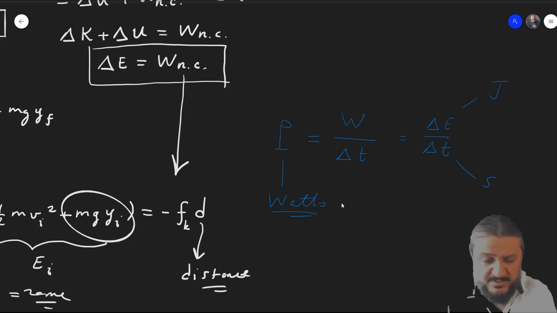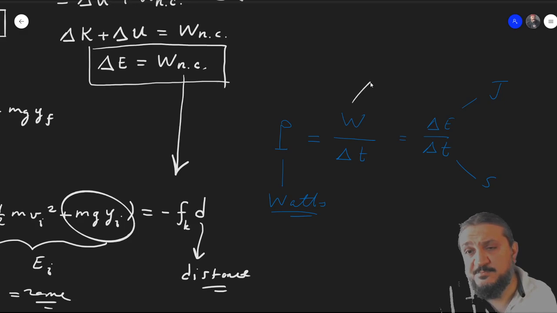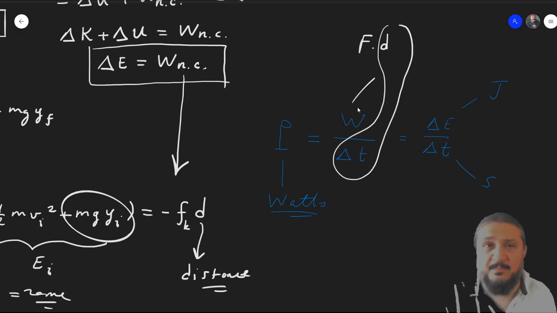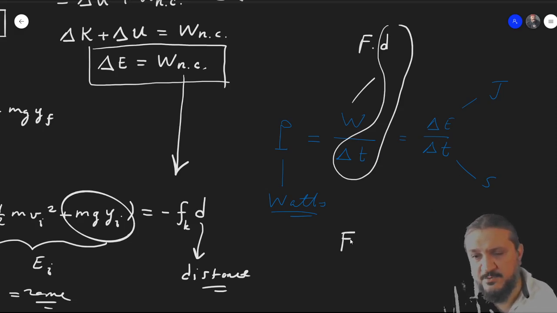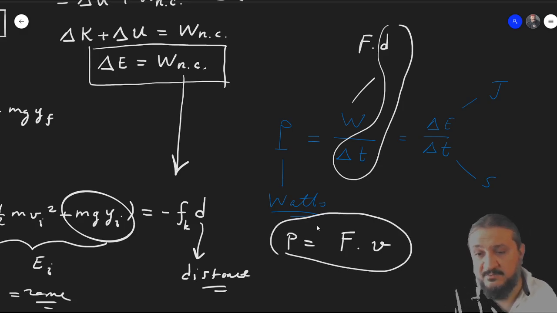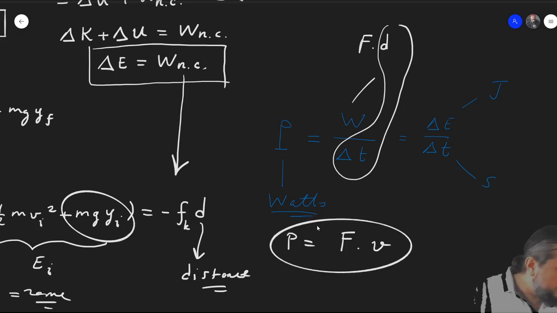Now there's an alternative or equivalent form. Now since work is force times distance, if you plug F times d here, you will have distance over time, which is velocity, right? So you can take the average force, multiply it by the velocity. That gives you the average power also. That's another form you could use.